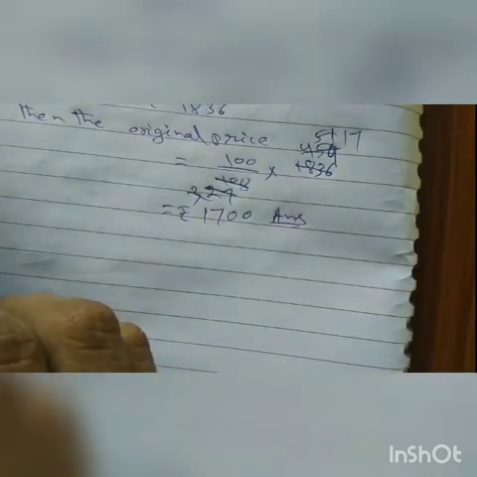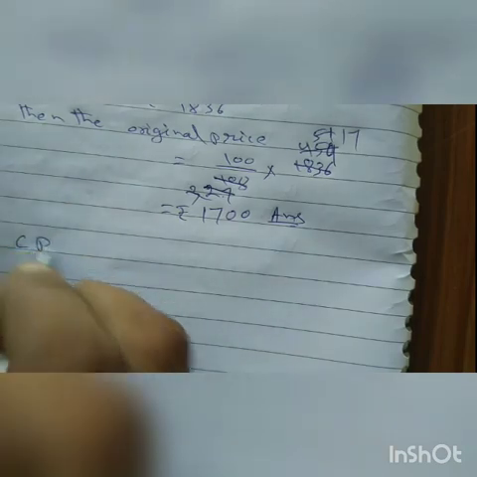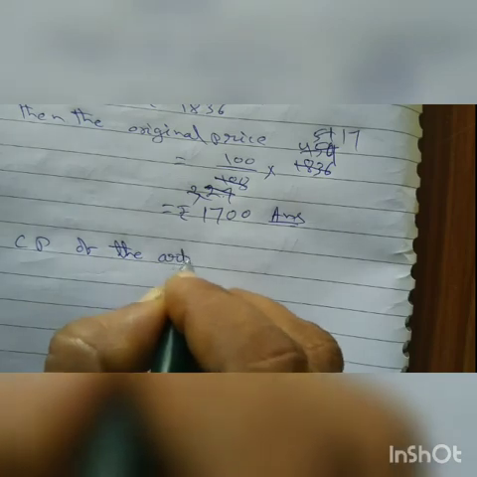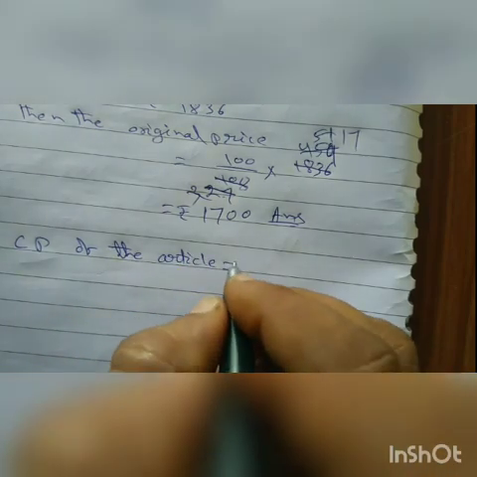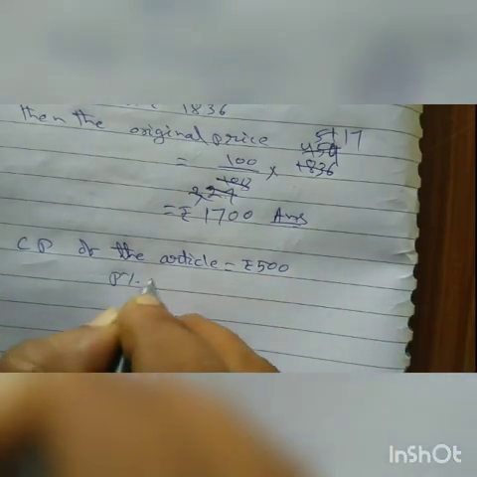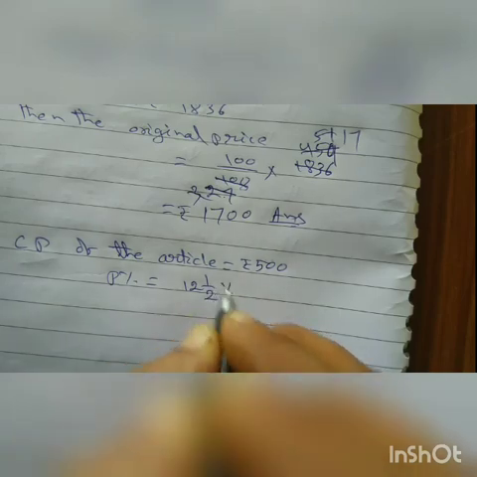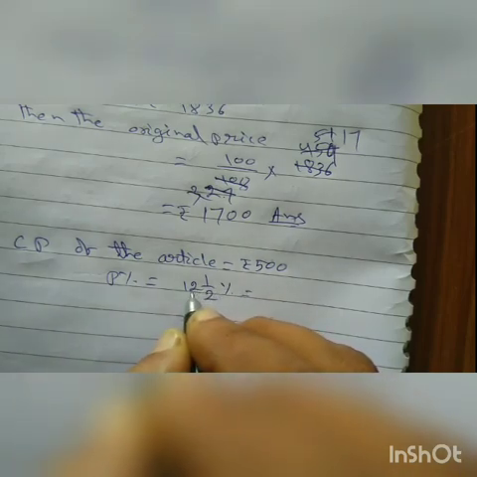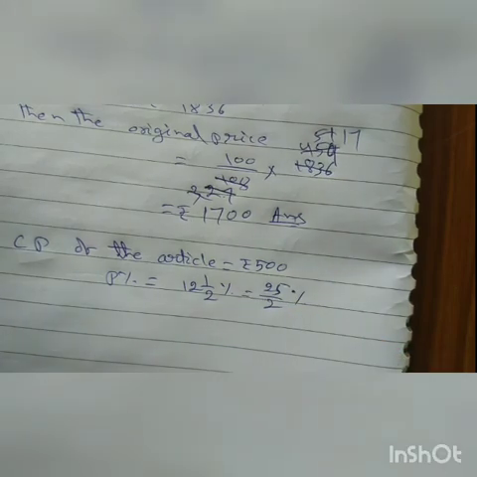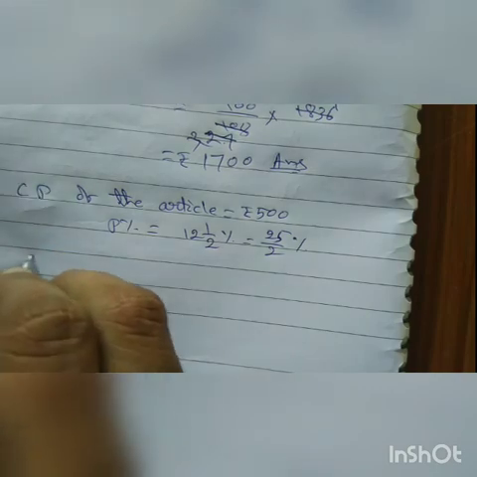So question number 3. It is given: the CP of the article is rupees 500. The gain percentage, that is P percentage, is 12 whole 1 by 2 percentage, which means 25 by 2 percentage. Now, what will be the selling price?